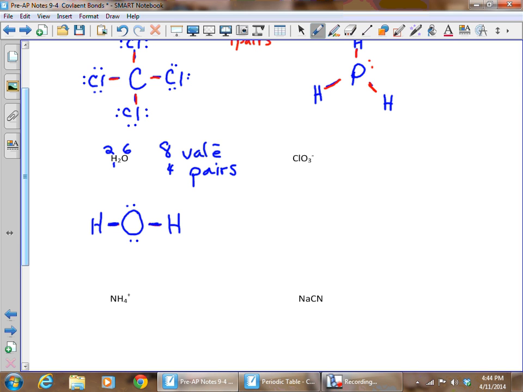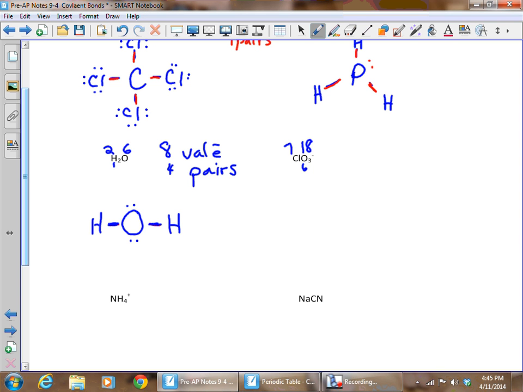Okay, what about this next one? It's a negative, you can't call it a negative compound, it's a polyatomic ion, but it's a negative species. How are we going to do this one? How is it going to be different? Well, chlorine has 7 valence electrons. Oxygen, remember, has 6, but there are 3 of them, so that's going to give us a total of 18.